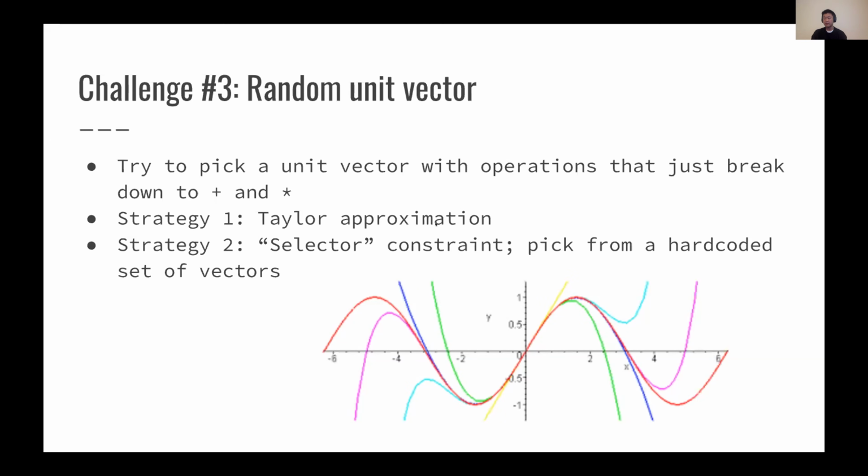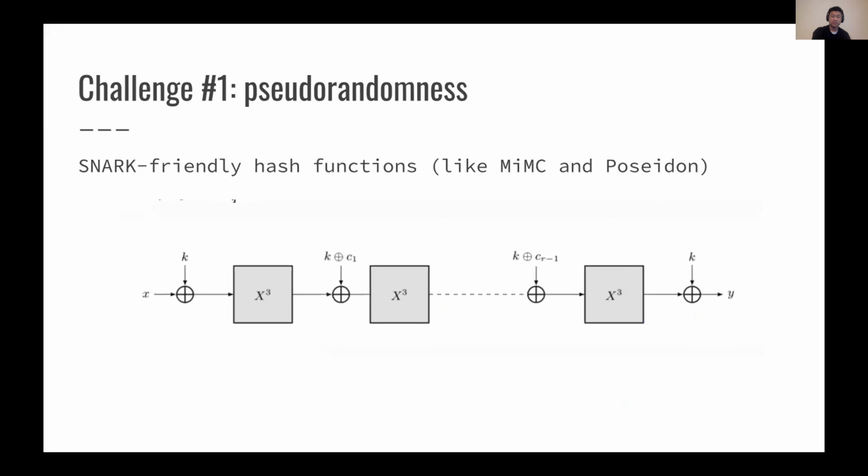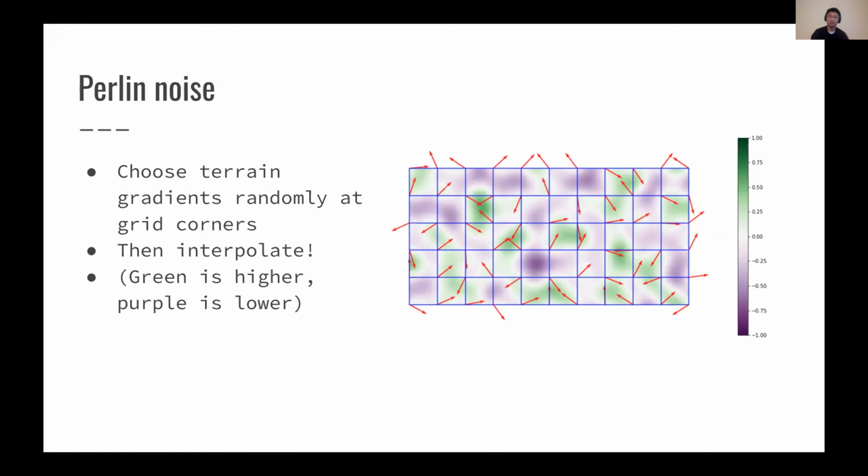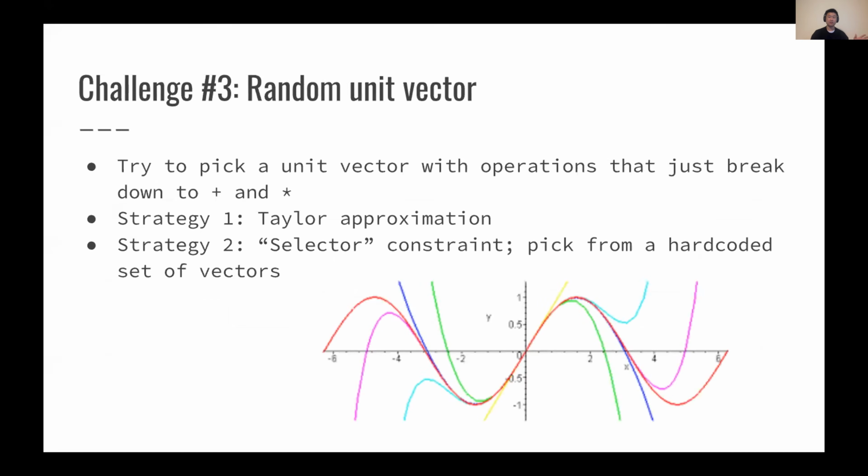The third challenge that we encounter is taking the pseudo-random values that we're able to generate with MiMC, which we're using as a random oracle, and turning those into random unit vectors. Inside of the SNARK, we have to be able to assign a vector of length 1, in some arbitrary direction determined by the randomness, to each grid point. This is hard because typically, if you're trying to sample a random direction, it involves trigonometric functions like sine and cosine.